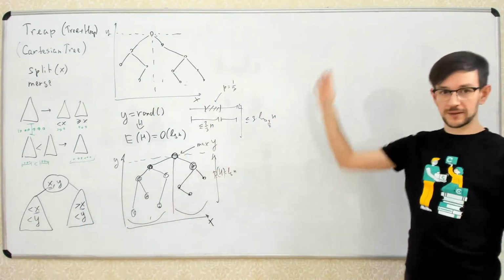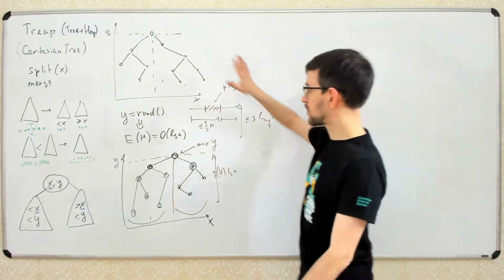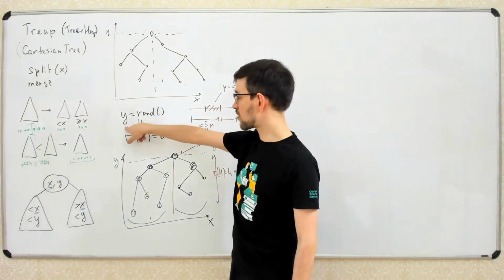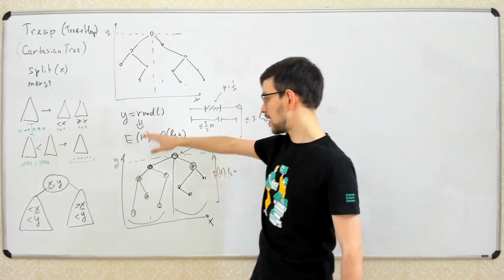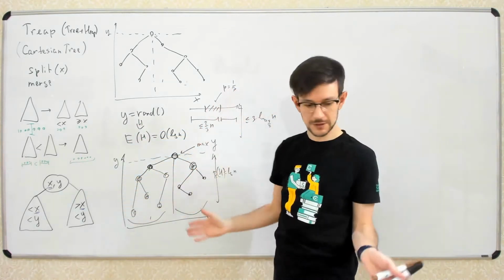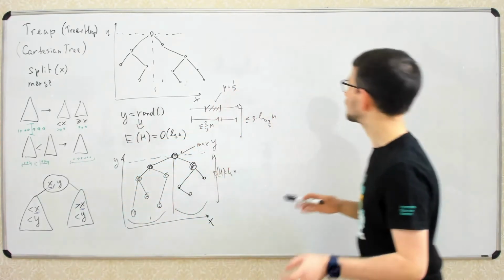So that's the whole plan. We will build a binary search tree, assign a random second key, and maintain this property. Cool.